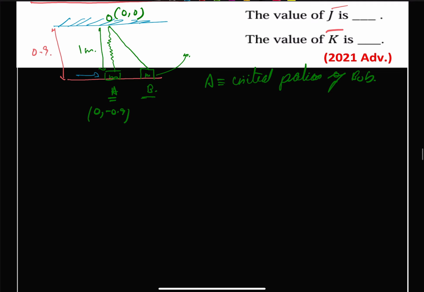If B is the final position, we can mark the axes: suppose this is our y axis and this is our x axis. If between A and B it drags a distance of x, then we can say that B is going to have the position (x, -0.9).